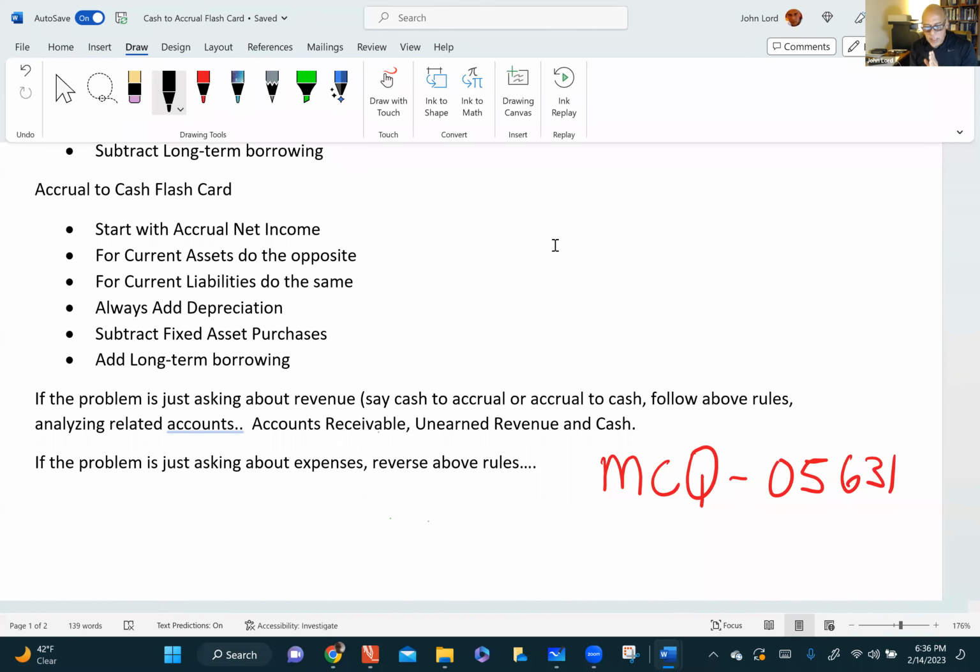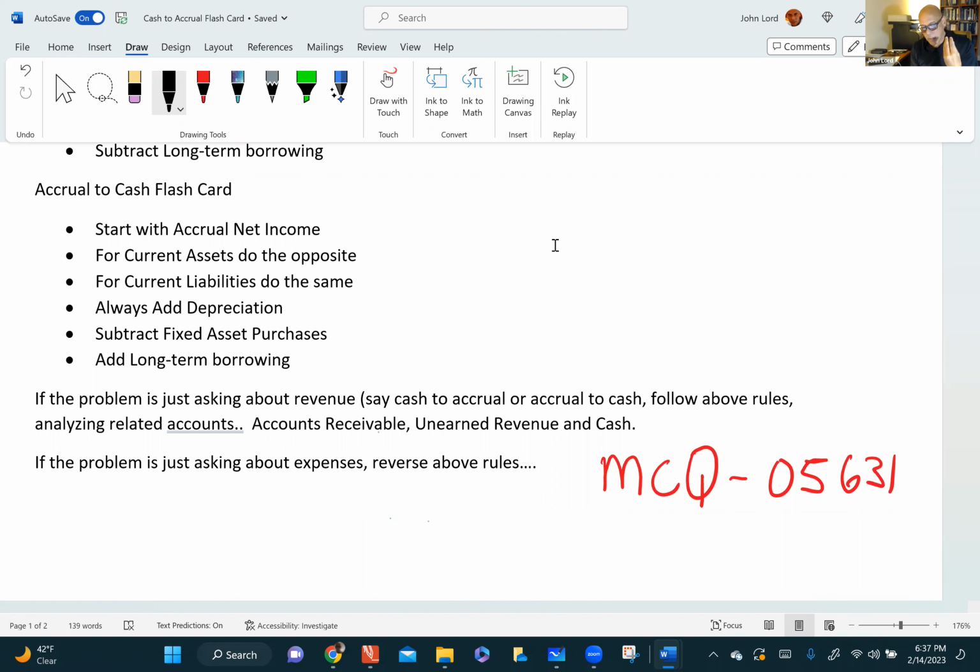Okay, now if the problem is just asking about revenue, because remember I said it could be income, it could be revenue, it could be expenses. If it's asking about revenue, no problem. Follow the same rules that we just set up here for net income, so you don't have to memorize a new set of rules. But I'll give you a little hint there. Usually they give you accounts that are related to revenue to deal with. Their accounts receivable, unearned revenue, and they give you information, of course, about what the cash revenue would be, or what the accrual revenue would be. And then you're going to have to follow the rules above to turn the cash revenue into accrual, or the accrual revenue into cash.